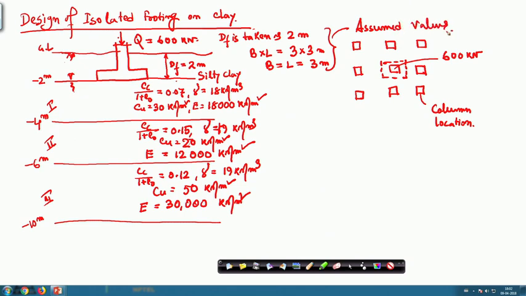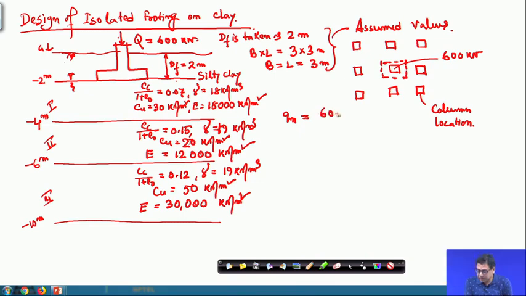For the first trial, 600 kilonewton is the total load including the footing weight. So my Q net load acting on the foundation will be 600 divided by 3 cross 3. So, this will be 66.7 kilonewton per meter square.